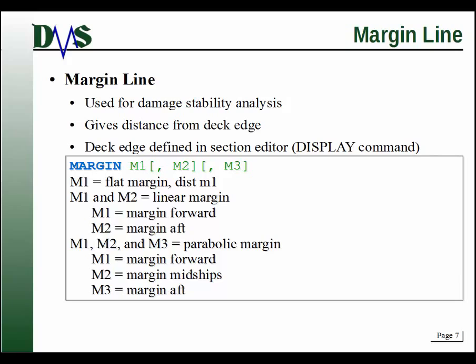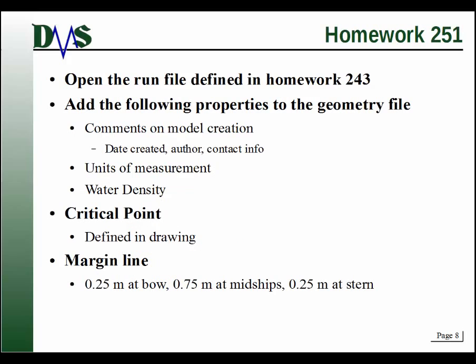If you only define M1 and M2, it's a linear margin line. So it starts as that distance below your deck edge, one distance at the forward point, and proceeds to a larger or smaller distance at the aft point. And finally, if you have all of them in there, M1, M2, and M3 creates a parabolic margin line going from your forward point to your midships point to your aft point. So there's your margin line that is defined within the hull parts, and it's very, very useful for damage stability analysis.